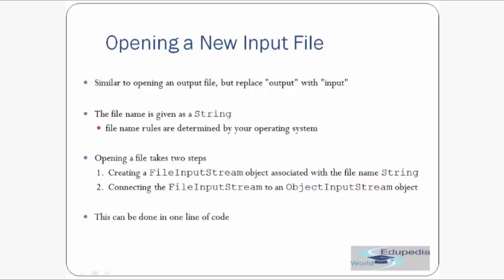Now, opening a file takes 2 steps. First, creating a file input stream object associated with the file name string. So first you have to create a file input stream object which will be associated with your file name. Then connecting the file input stream to an object input stream. Now this can be done in one line of code.